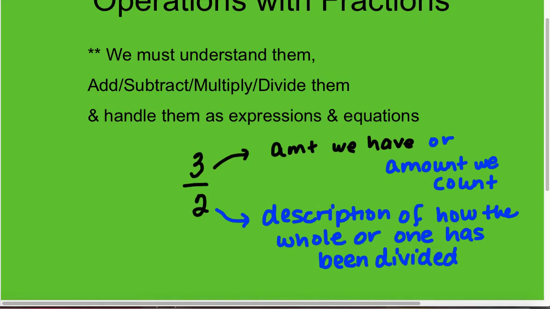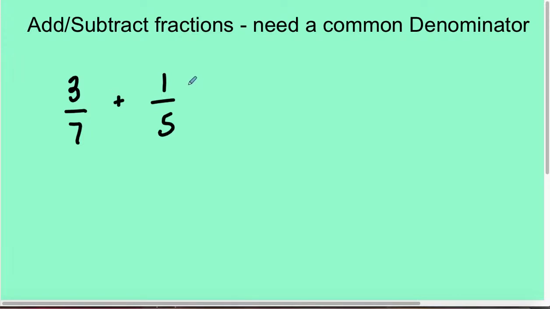All right, so let's look at an example of adding and subtracting. We have to remember that when we add and subtract, we will always need a common denominator, okay? Because these are not like terms. Remember, like terms have to have the same number and variable. So because these have different denominators, they're not like terms. So the only way we can combine them is with a common denominator. Okay, so the common denominator in this case would be 35.